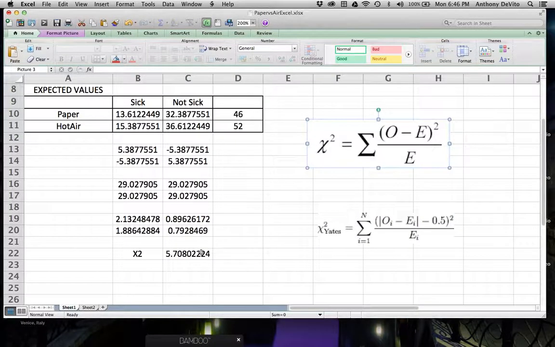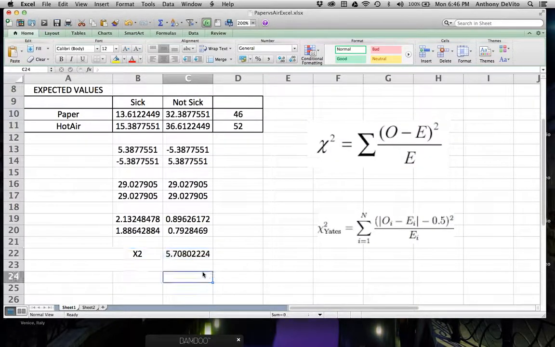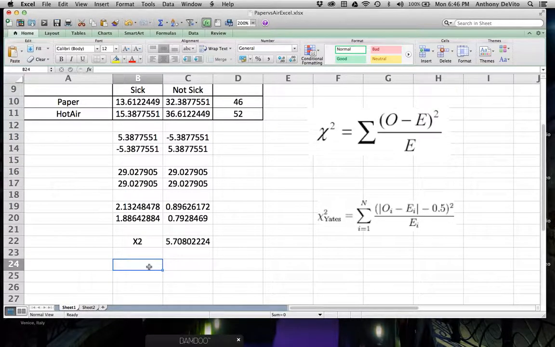Just like many other statistics, we now have to compare to a critical value. What do we need to know in order to look up the critical value? With everything else, we needed to know the degrees of freedom. In chi-square, the degrees of freedom equal the number of rows minus 1 times the number of columns minus 1. 2 rows minus 1 is 1. 2 columns minus 1 is 1. 1 times 1 is 1. This is 1 degree of freedom.